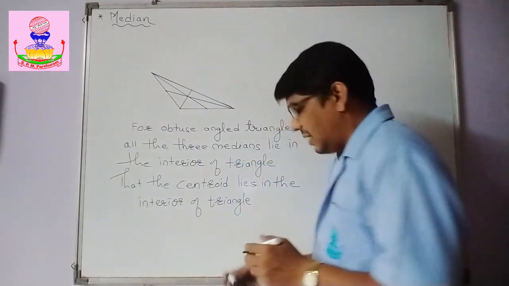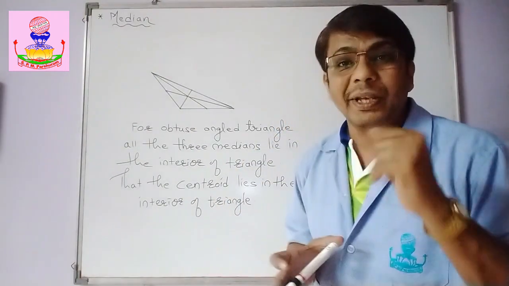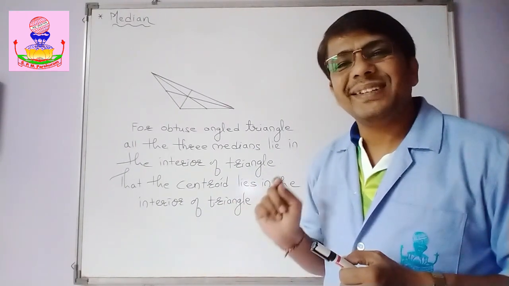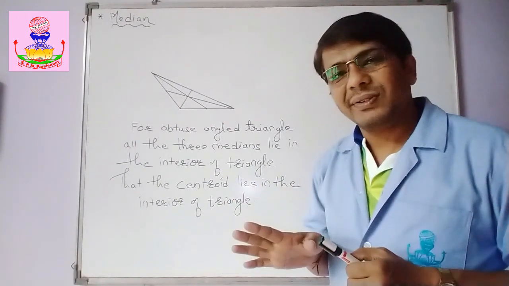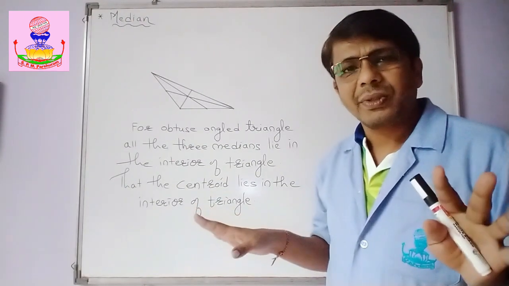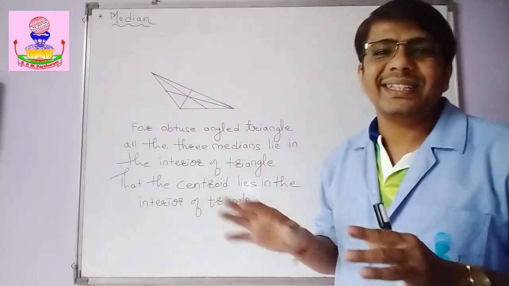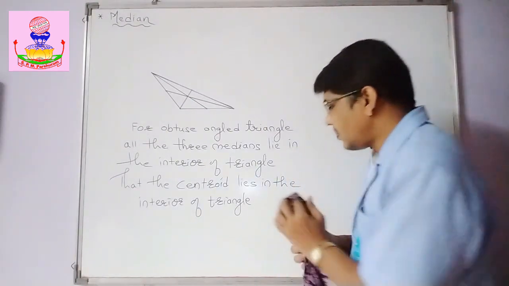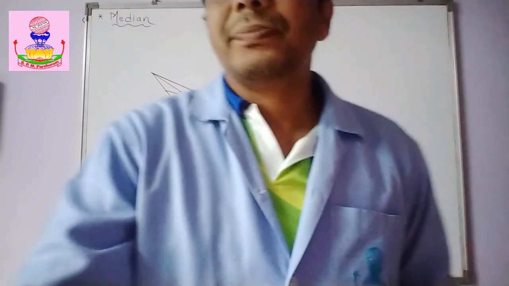Now, that is not necessary to mention that centroid divides the median in the ratio 2:1. Okay, that is fixed. What type of triangle you are drawing, it doesn't matter.